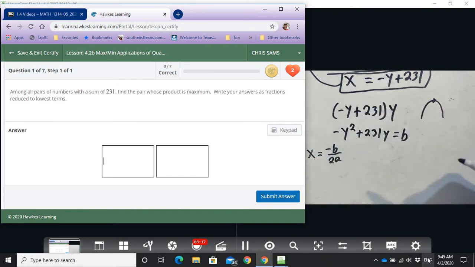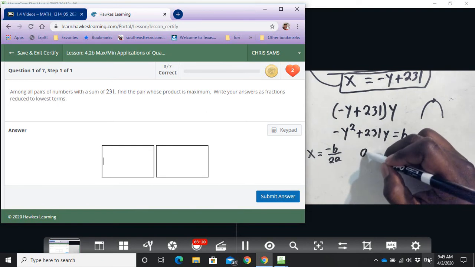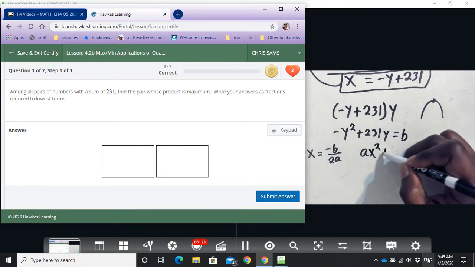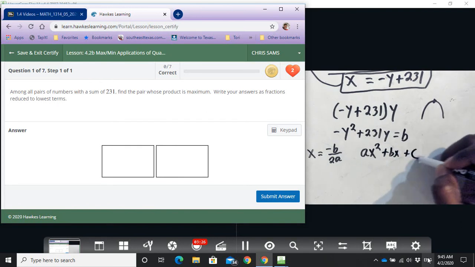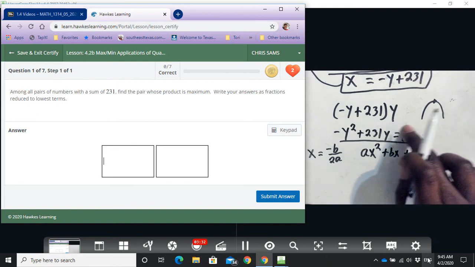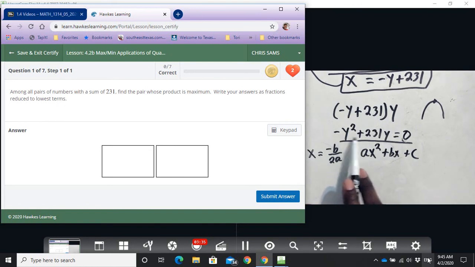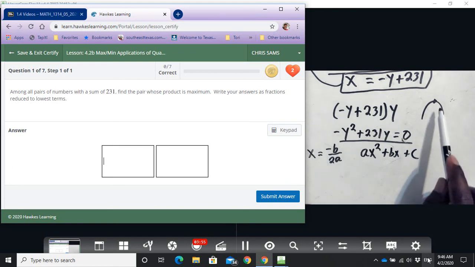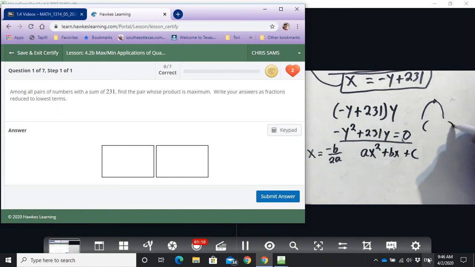And so this is coming from the quadratic equation, if you have ax squared plus bx plus c equals 0. This equation right here is squared, so the y squared is the same as my x squared. The number out front for a is going to be negative 1. The b value in front of the variable with no exponent, or to the first power, is 231. So I'm going to be plugging those two numbers here, and that's going to give me my x coordinate of this maximum. We're going to have an x and a y value, or ordered pair.